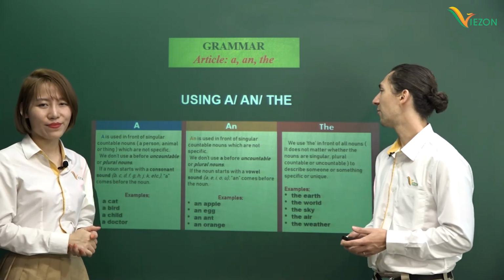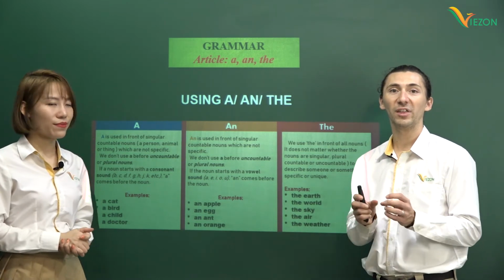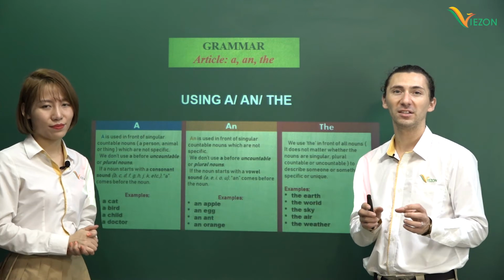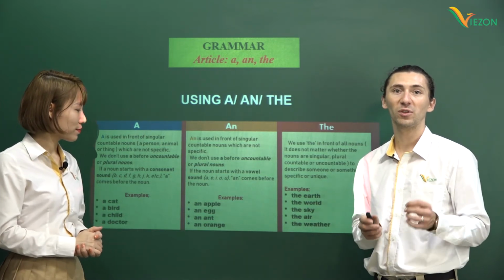All right, and for an, this one is similar to a, but we use this whenever the next word begins with a vowel. That's the only difference between a and an. So it's when the next word starts with a vowel.